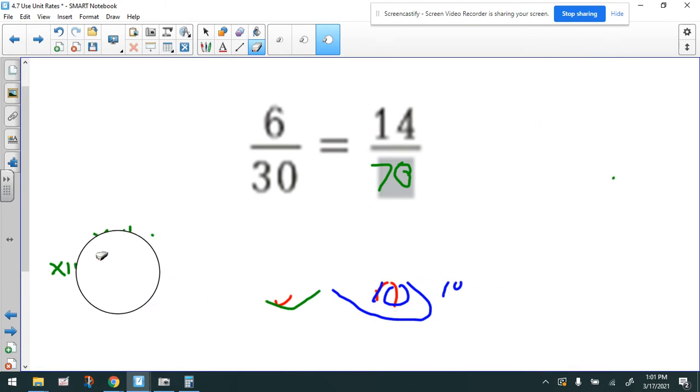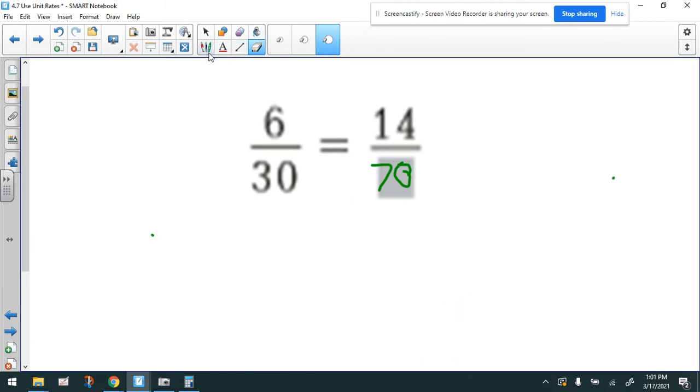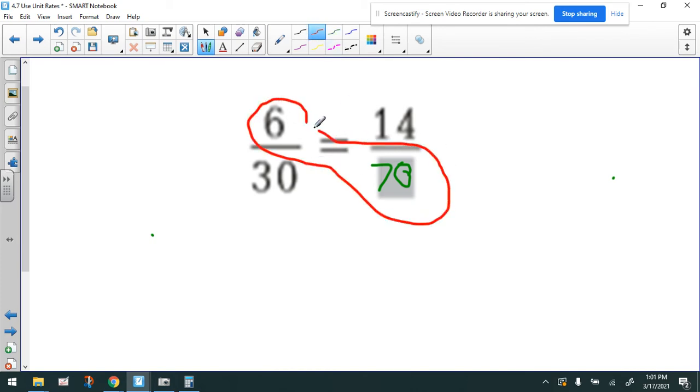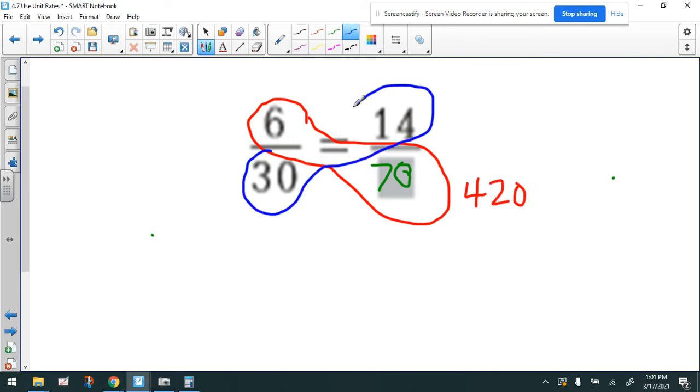So let's erase all this so we're not distracted. And let's look at the cross products. So if we do this times this, that would equal 420. Well, guess what? If we do this times this, that's also equal to 420.